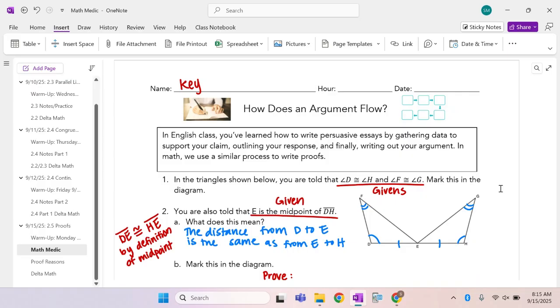Then E is the midpoint of DH. So based on what we know, a midpoint cuts a segment in half. It's its halfway point. That means segment DE and HE are congruent as well. All right. So if this were a proof, we would say DE is congruent to HE by the definition of a midpoint, because that's literally what a midpoint means. It cuts a segment in half.